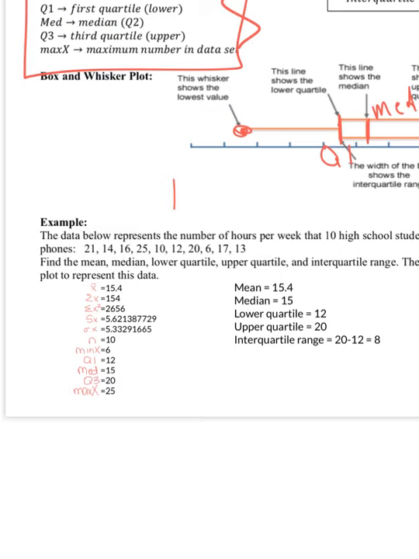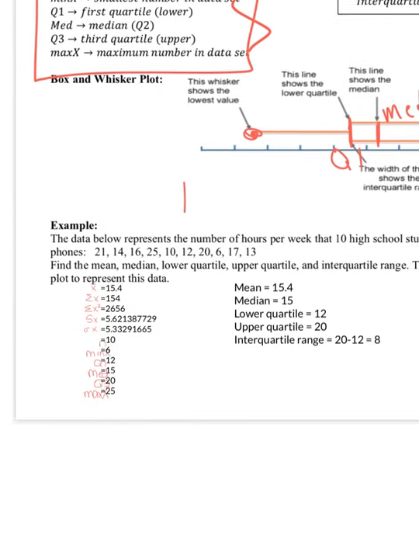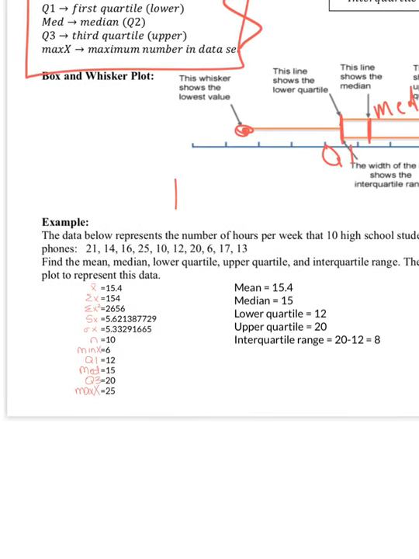So really you don't have to go crazy with it, but you should still know how to do it. So if this is my number line, right, that's my number line. My whiskers are from 6 until 25. The whiskers are the min to the max. So 6 to 25. And then, again, this is just a sketch, so don't worry about being exact or anything like that.